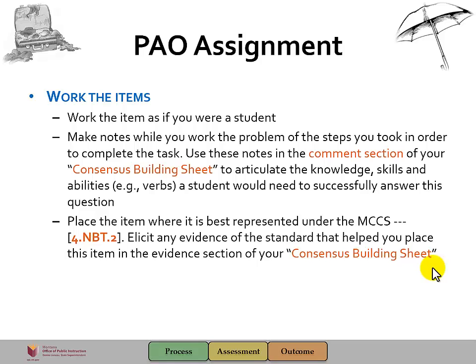Place the item where it's best represented under the Montana Common Core, and elicit any evidence of the standard that helped you place this item in the evidence section of your consensus building sheet.